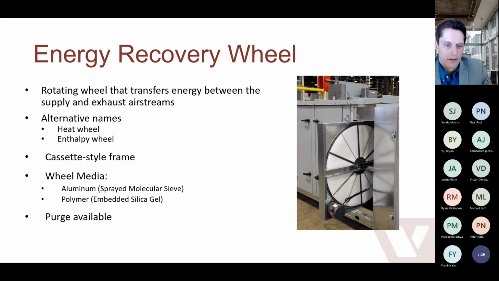So wheels are the most popular by far. Basically, they rotate in place, and they have a motor and a belt that drives the wheel. And there's two main kinds. There's an aluminum wheel and a polymer wheel. They have fairly similar performance. They're just a little bit different in terms of their construction.